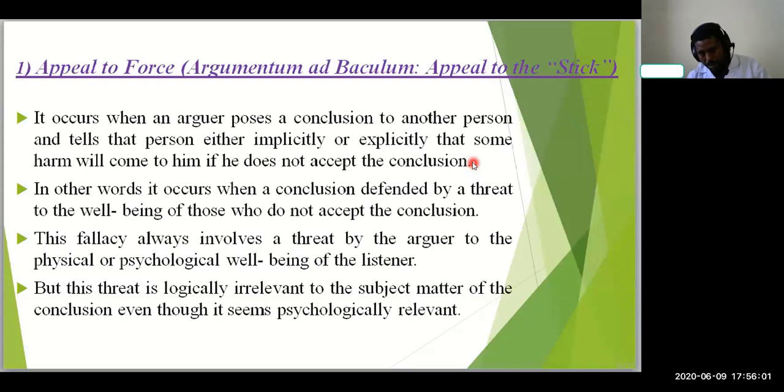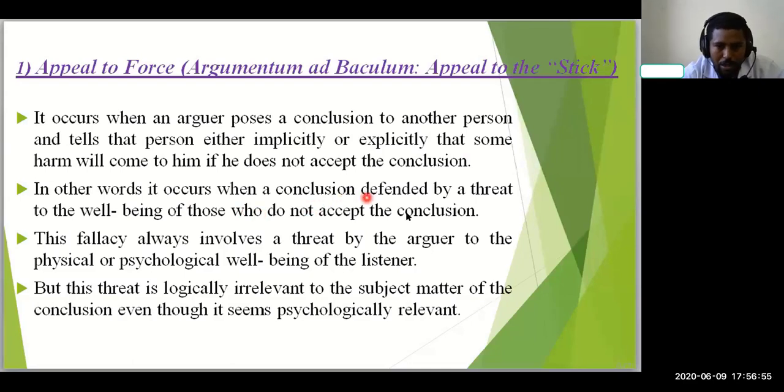So the acceptance of the conclusion is not because of the logical relevance of the premises. Rather, it is the trick or coercion that the arguer uses, or tells, or creates a kind of fear in the minds of the listener. So the listener accepts that argument not because of the logical relevance of the premise, rather he fears that some bad consequence will happen if he does not accept that argument.